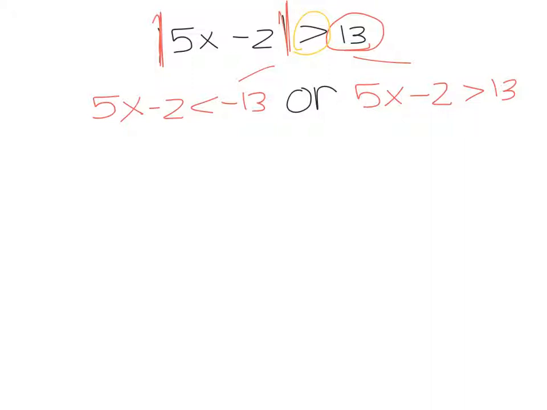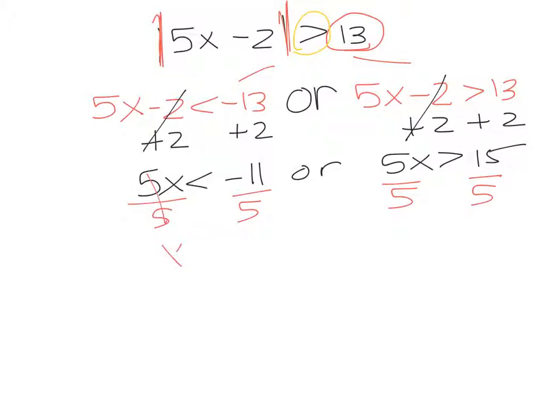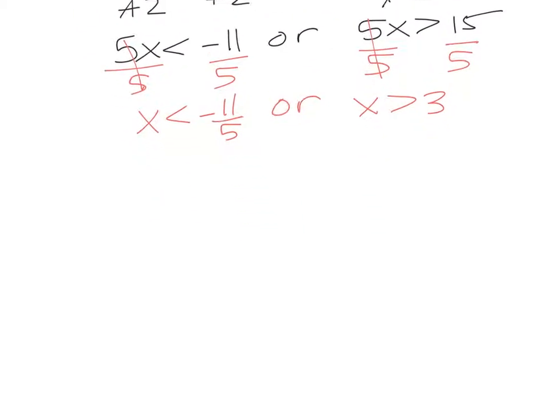Then we need to solve each of the inequalities. So we need to get rid of the minus 2 with a plus 2. So 5x is less than negative 11, or 5x is greater than 15. Then we need to get rid of the 5's with division. X is smaller than negative 11 fifths, or x is larger than 3. Don't let the fraction freak you out. It doesn't mean anything's funky. It just means you're going to have fractions in your answer.